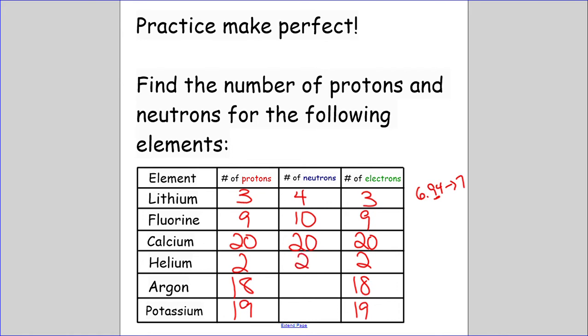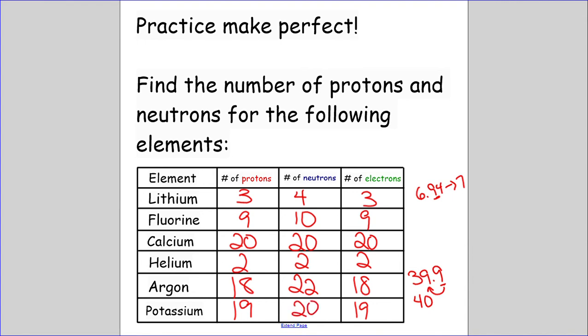Argon looks like 39.9495. So argon would round up to 40 in that case. Just to write this one out: when you're rounding your whole numbers up, and that number's also a 9, that means this is going to change into a 40. 40 minus 18 gives me 22. And then as the last one, potassium, K, 39. 39 minus 19 is 20.